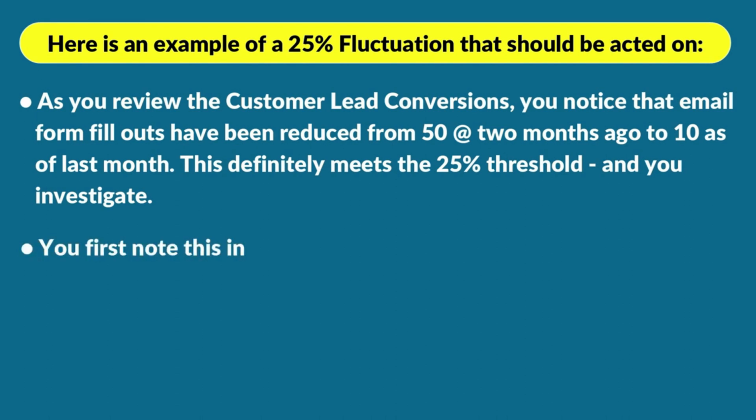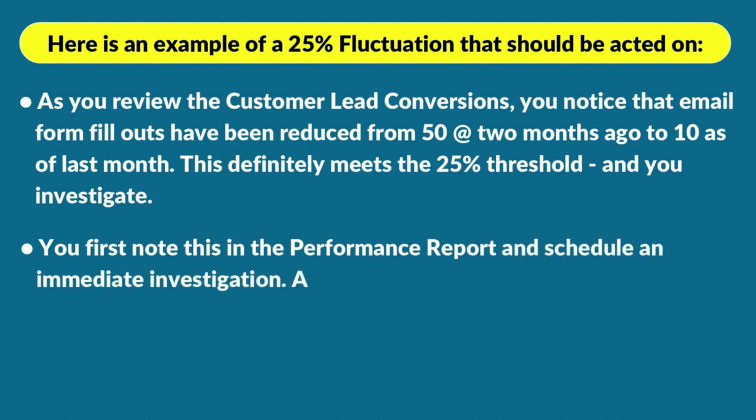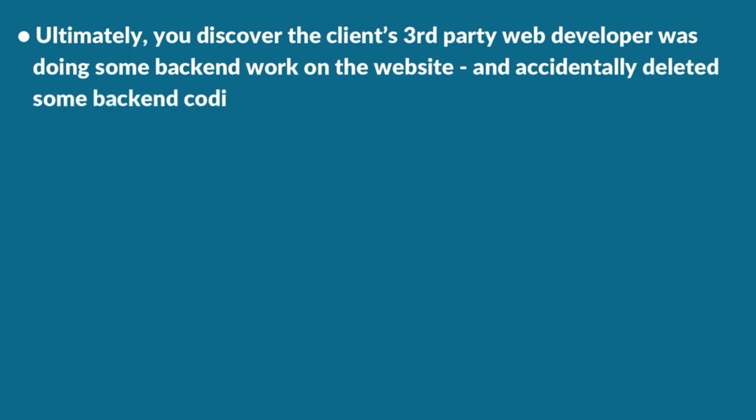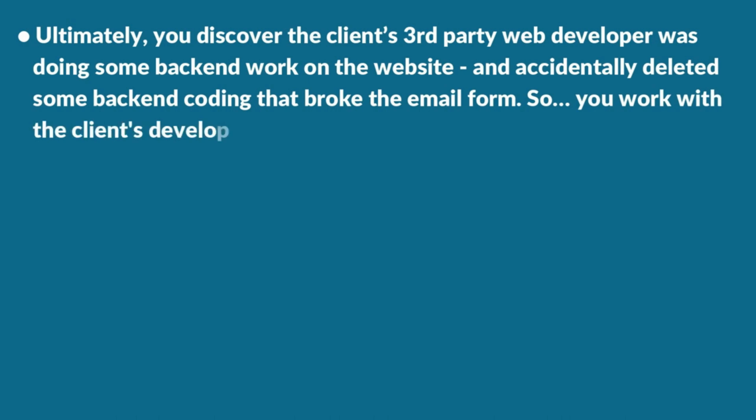You first note this in the performance report with a handwritten message and schedule this in your project software or Google Calendar or whatever, and the inquiry lasts about 7 days. Ultimately, you discover the client's third-party web developer was doing some back-end work on the website and accidentally deleted some back-end coding that broke the email form. So, you work with the client's developer and ultimately fix the problem.